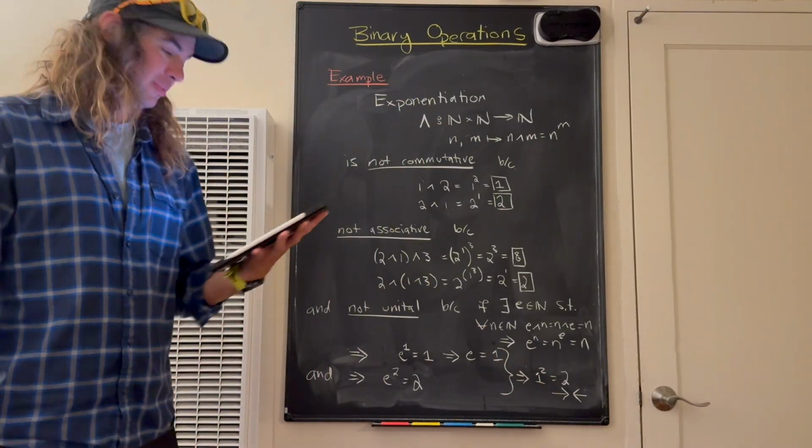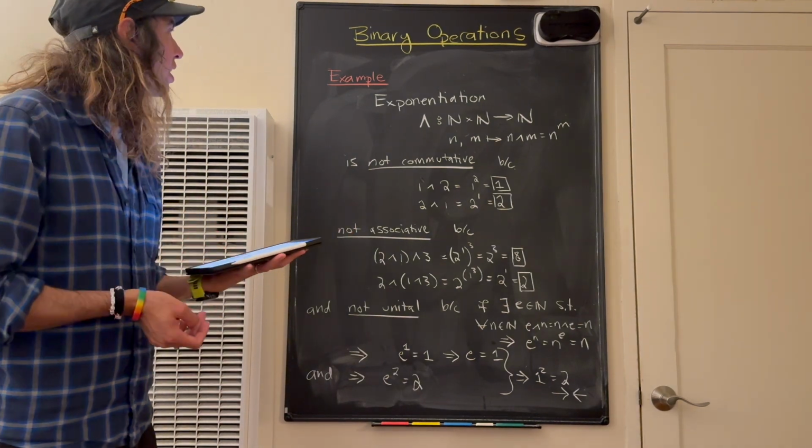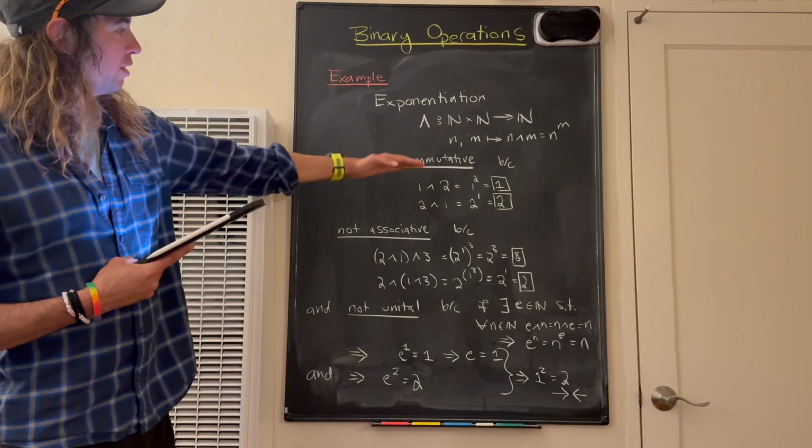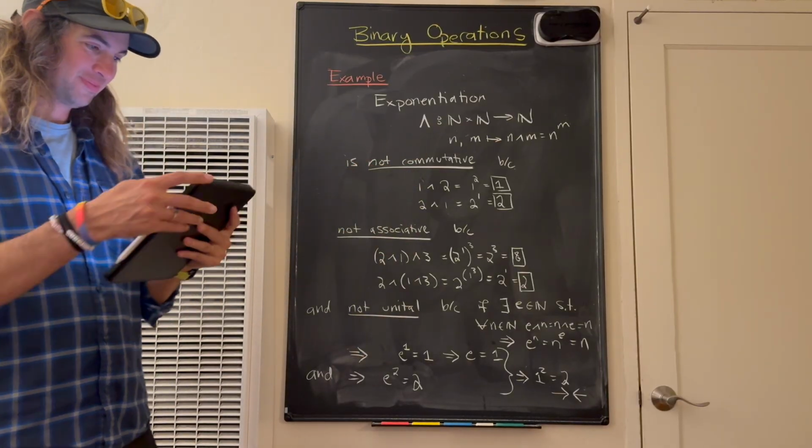So we have a contradiction, and that completes all examples of all possible triples of whether or not a binary operation is commutative, associative, or unital. Great.